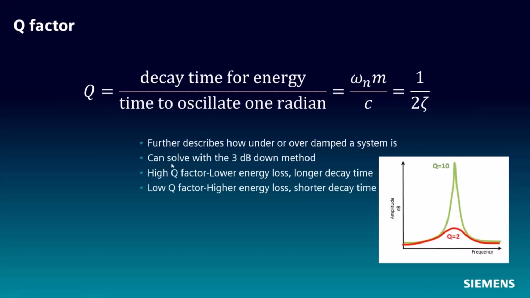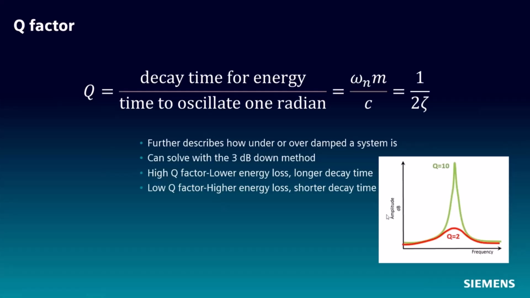Most of the time, we take a look at this and we try to get an estimation by using this 3 dB down method. Now there's some caveats here. We'll talk about 3 dB in a minute. There's some caveats here with this relationship, and we'll talk about that too in a little bit.